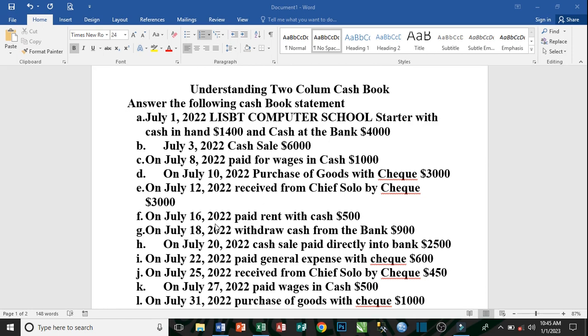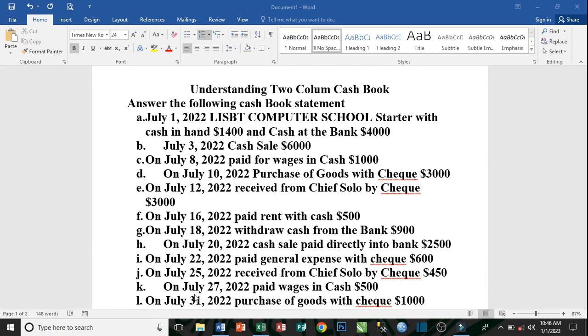On July 16th, 2022, paid rent with cash, $5,000. On July 18th, 2022, withdrew cash from the bank, $9,000. On July 20th, 2022, cash sale paid directly into the bank, $2,500. On July 22nd, 2022, paid general expense with check, $6,600. On July 25th, 2022, received from Chief Solo by check, $450.